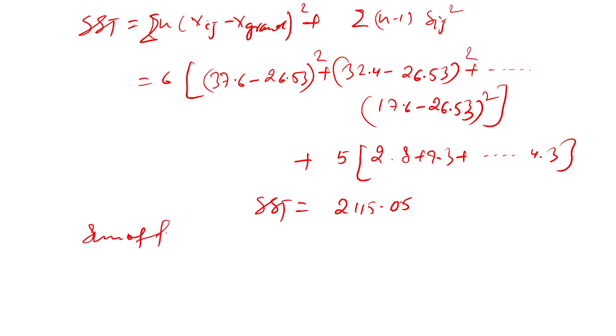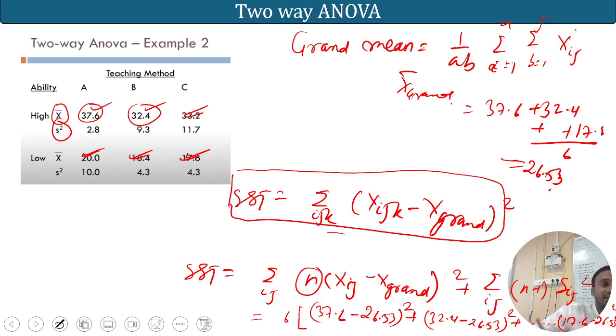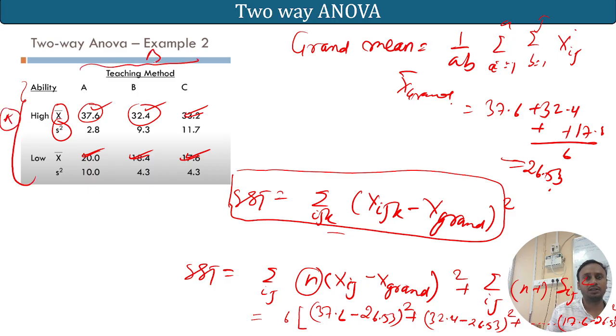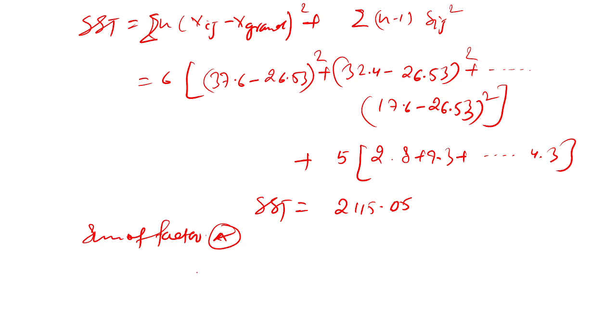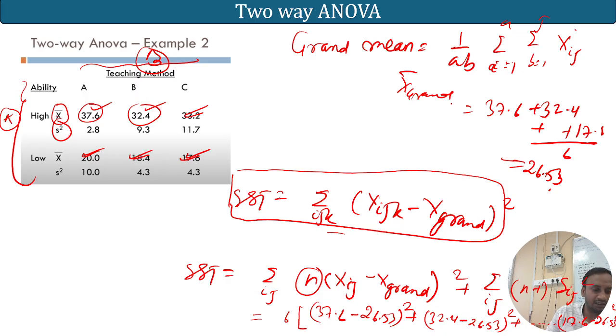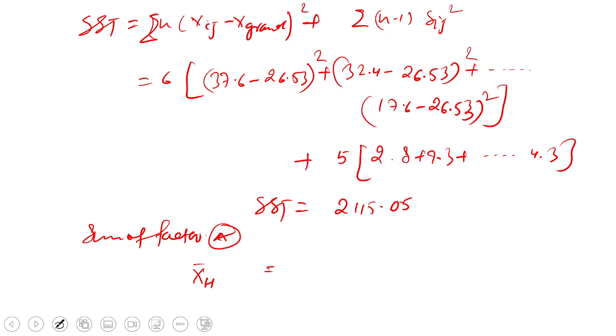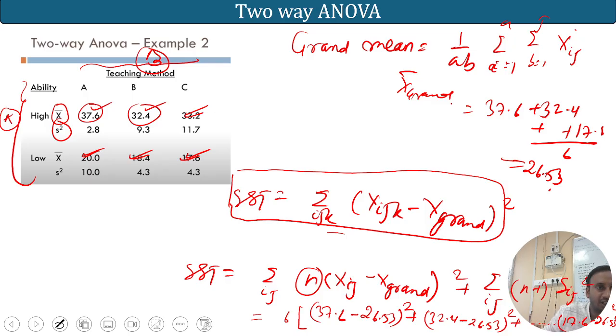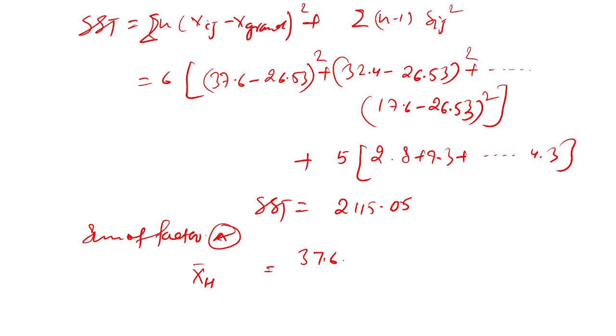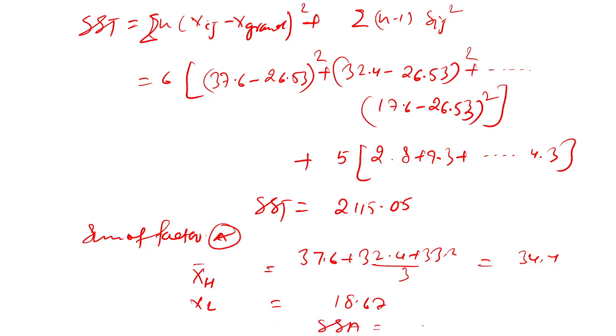Now how do we calculate the sum of squares for factor A? We'll take ability as A and teaching method as B. So x bar H, the high case mean, is 37.6, 32.4, 33.2 divided by 3, which will come 34.4. Similarly, x low, x L, will come 18.67.